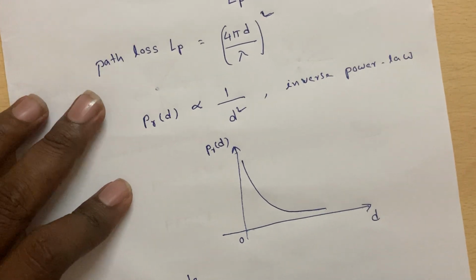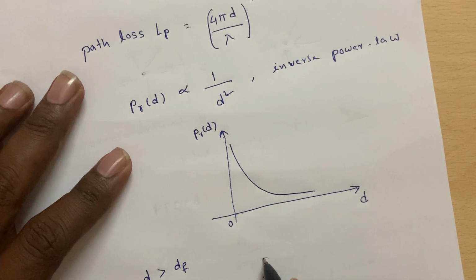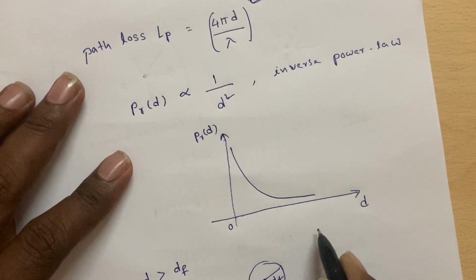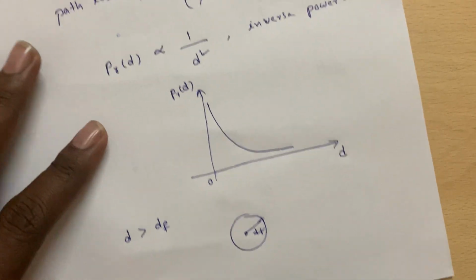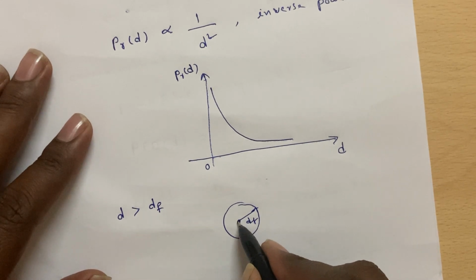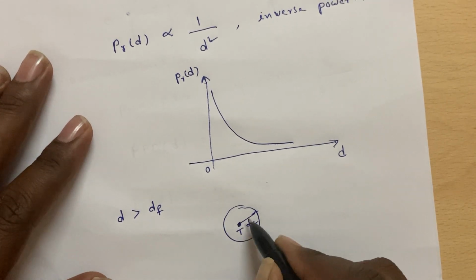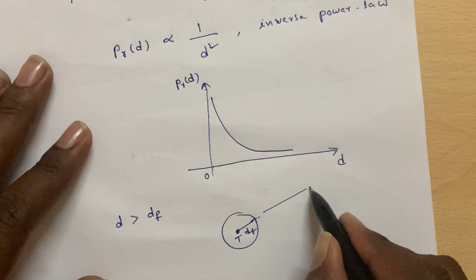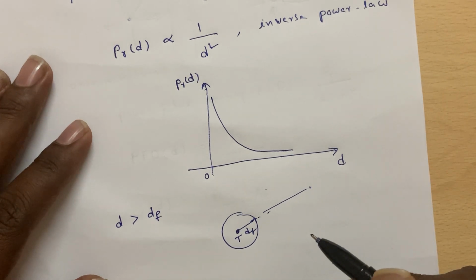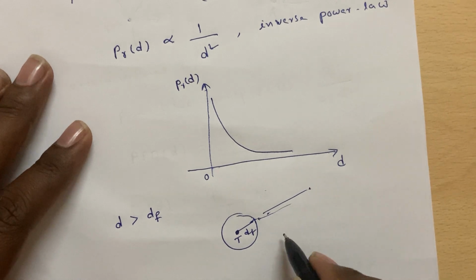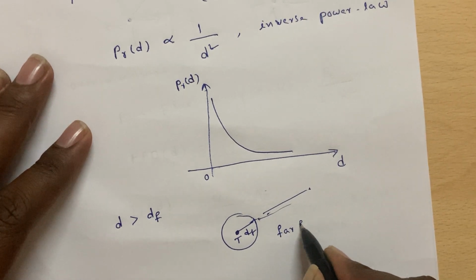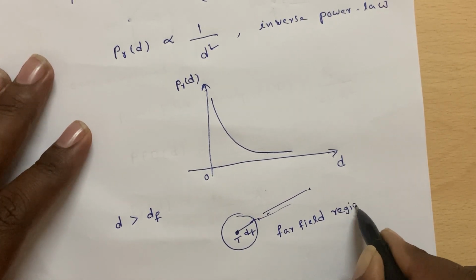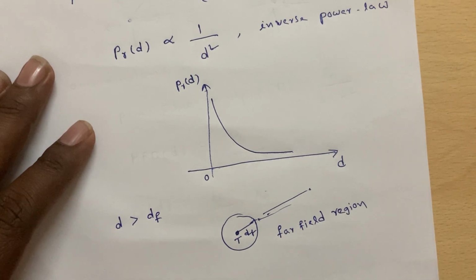So there is a transmitter here. Within df we can't use this equation to find the received power. Only after df, at a certain point, can we use that equation to find the received power. This is called the far field region. So this equation can be used only in the far field region of the transmitting antenna, meaning after a certain distance only.